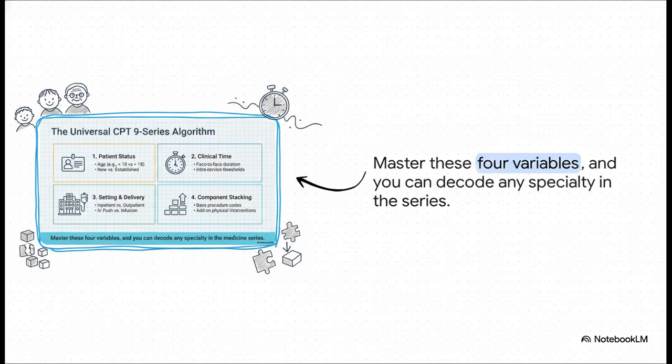That's it. You've got patient status, like their age or if they're a new patient. Clinical time, pretty straightforward. How long did the service take? Setting and delivery, so were they in the hospital or outpatient, that kind of thing. And finally, component stacking, which is just a fancy way of asking how different services get combined. You master these 4, you've mastered the whole playbook.